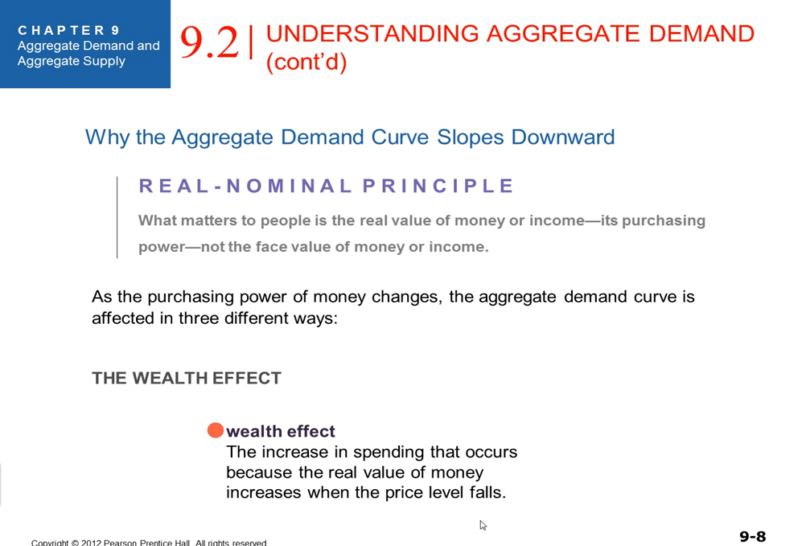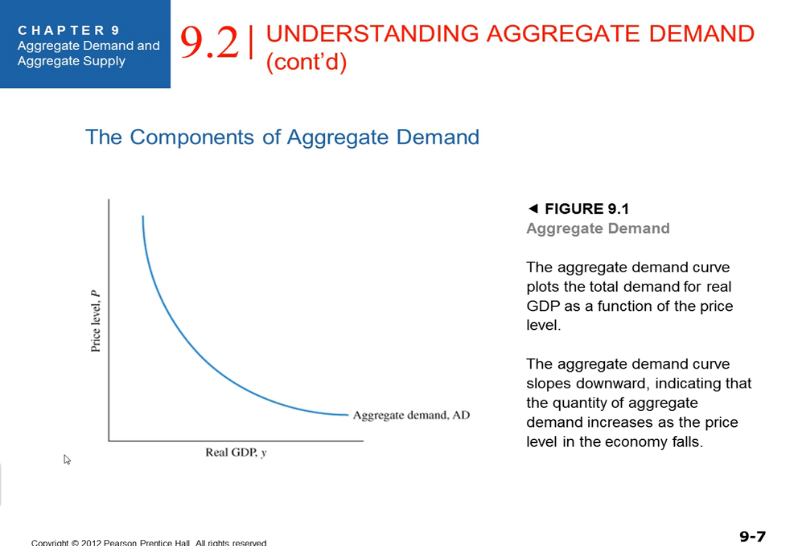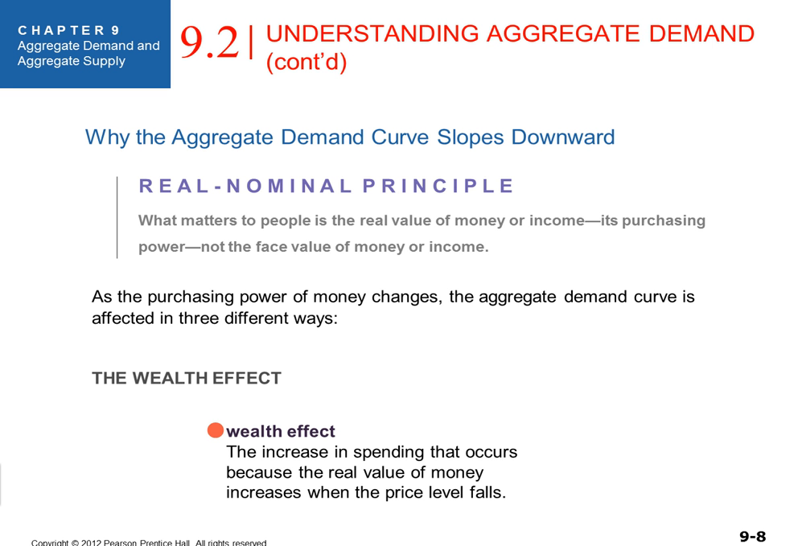In our previous slide, we looked at the aggregate demand curve, and we could see that it slopes downward with price level P on the vertical axis and real GDP Y on the horizontal axis. Now we're going to try to figure out, why does it slope downward? Recall the real nominal principle.